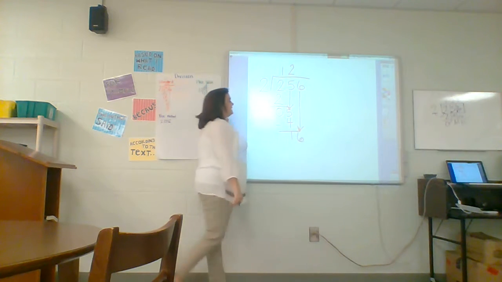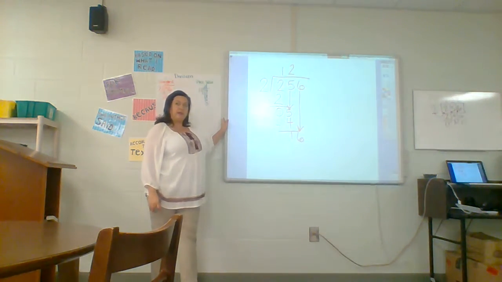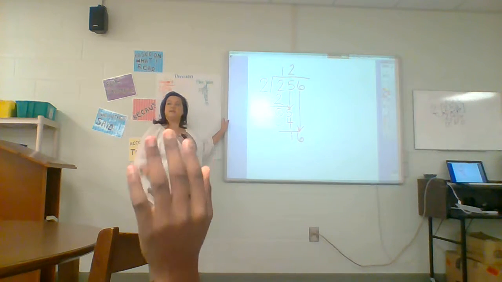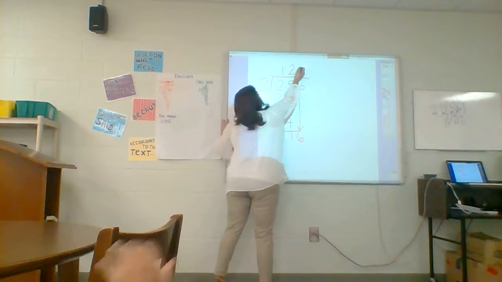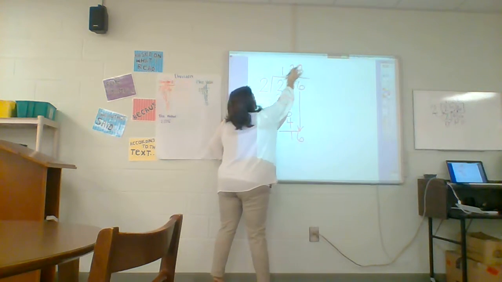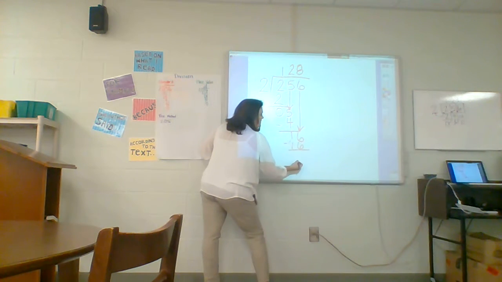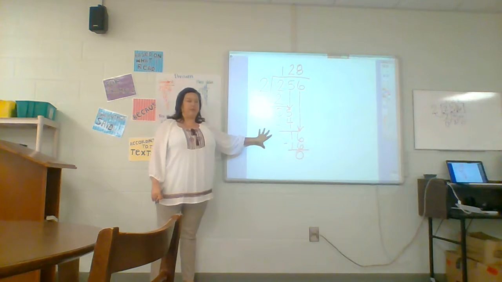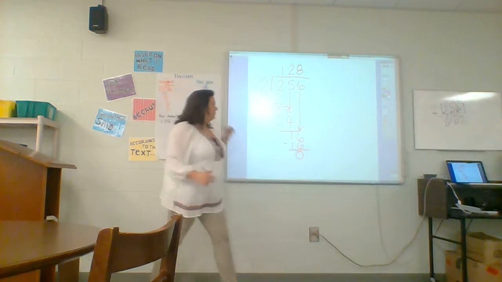Now I have 16. Is there anything that I can multiply by that gives me 16 or close to 16? You can multiply by 8. Very good. 8 times 2 is 16. And how much do I have left over? 0. Okay? Standard algorithm. Now let me show you another way where you can chunk it a little bit bigger.